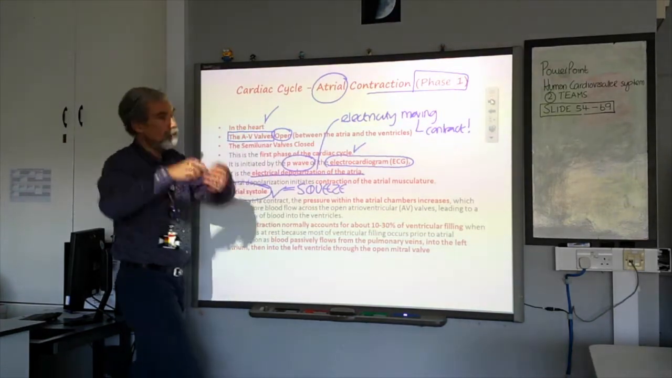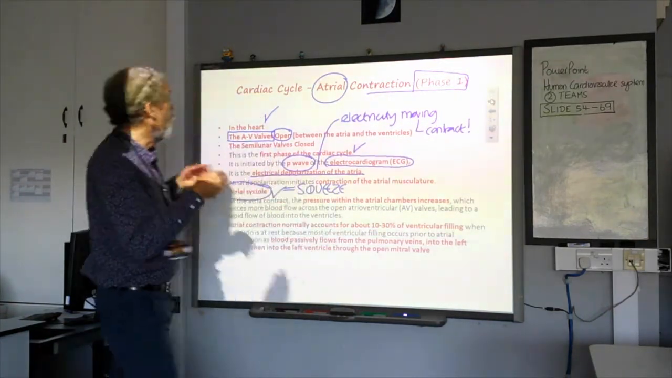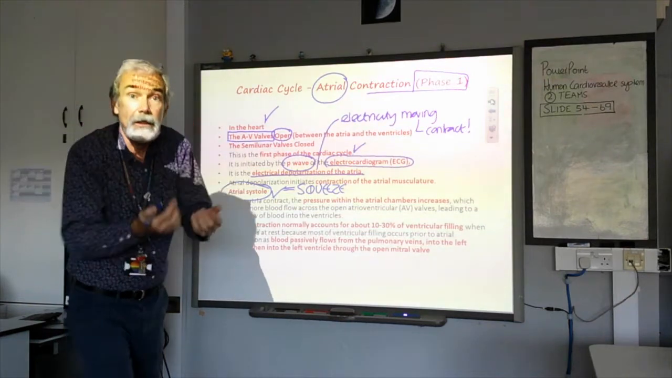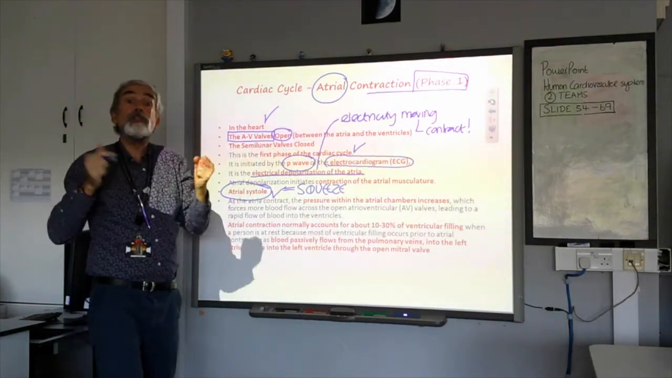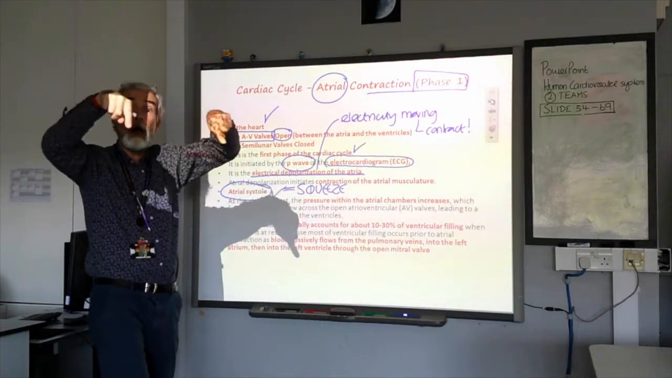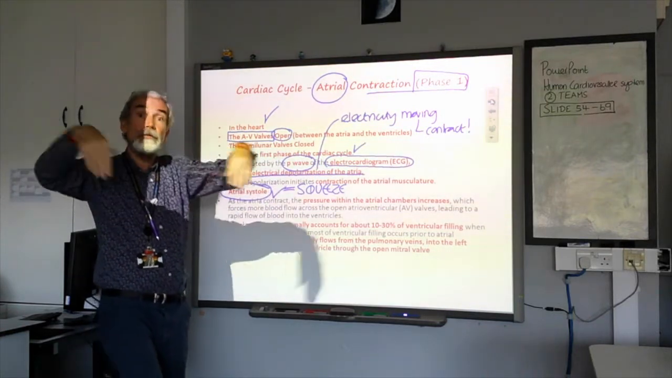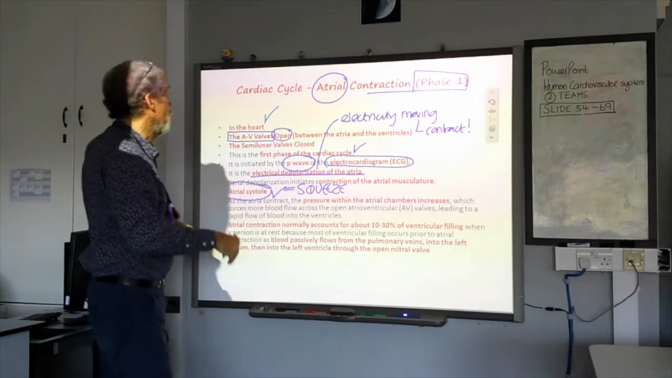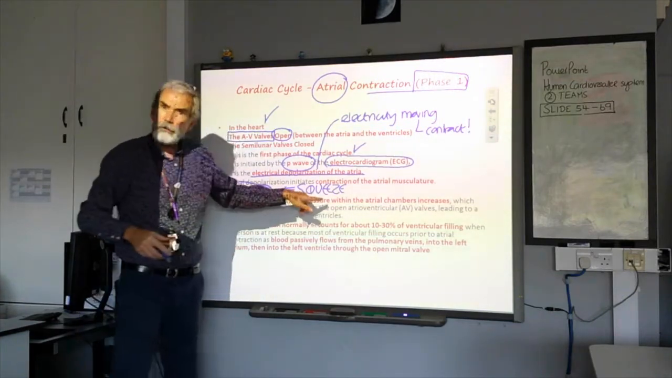Spelled wrong. But hey, squeeze, okay? You're thinking of a squeezing. So the atria are now going to squeeze. They're going to force blood from the top of the heart through the open AV valves into the ventricles at the bottom. How does it do this?